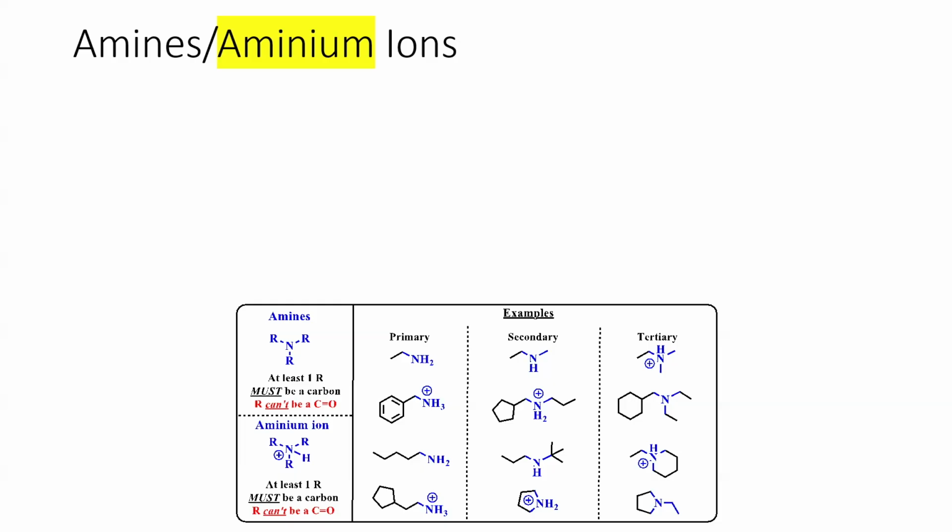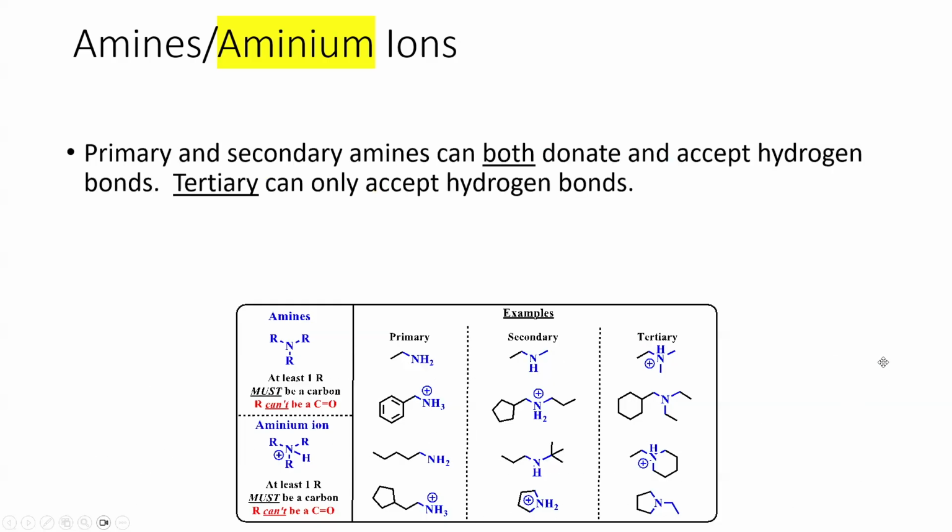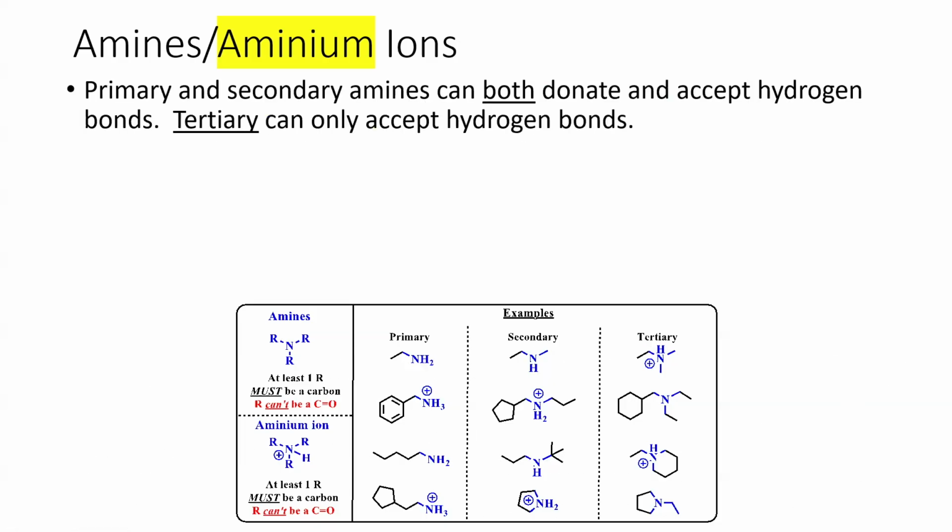But the proper term for an amine that has been protonated is aminium. All right, so that's the first thing. Okay, well, once again, there are different types of amines. There's primary amines, secondary amines, tertiary amines, based on how many R groups are attached to that nitrogen.